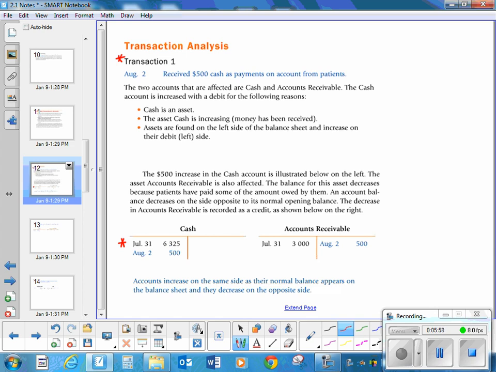So our cash is increasing by 500. That's why we have to put it on the same side as this star. Accounts receivable, however, is decreasing because now we're going to receive less money from our customers. That is why the $500 is going on the right side, because we're going to have to subtract it. Just a reminder: adding is on the same side as the star, decreasing is on the opposite side.